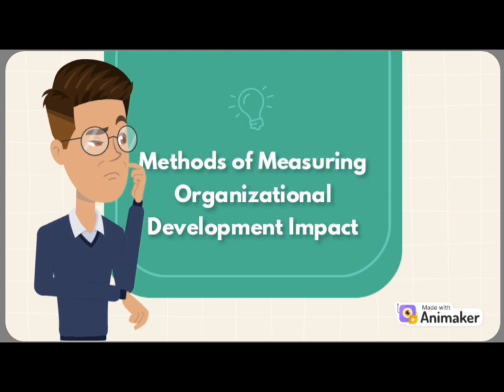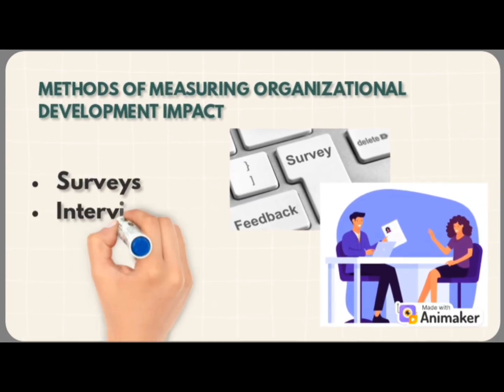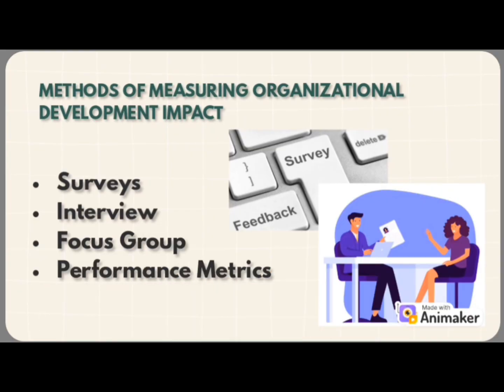The methods of measuring organizational development impact. There are several methods to measure the impact of organizational development. This includes surveys, interviews, focus groups, and performance metrics. Surveys are commonly used to gather data on employees' perception of the organization, their job satisfaction, and their commitment to the organization. Interviews and focus groups can provide more in-depth insights into the employees' experience and perceptions. And performance metrics, on the other hand, can provide objective data on the organization's performance.